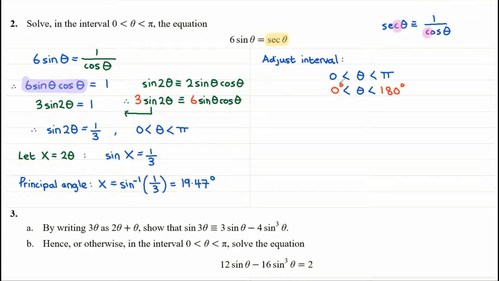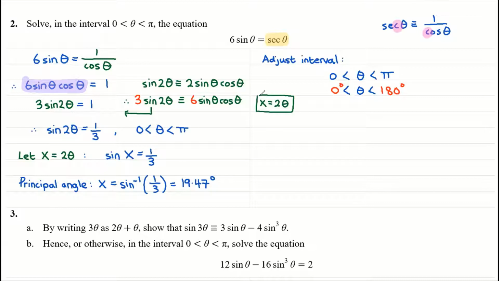I think I said, did I say 0 radians? I meant 0 degrees. Okay, so that's just converting the radians into degrees. And now we have to adjust that interval. So we know, of course, that x is 2 theta. We'll do that in a minute, just to remember that from earlier.